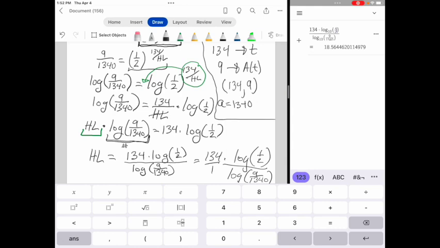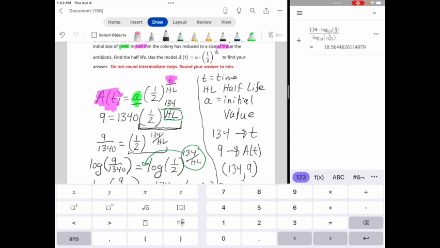So that means if we start with 1,340 bacteria, in 19 minutes I'm going to have half of that. So that would be 670. Our final answer is 19 minutes.